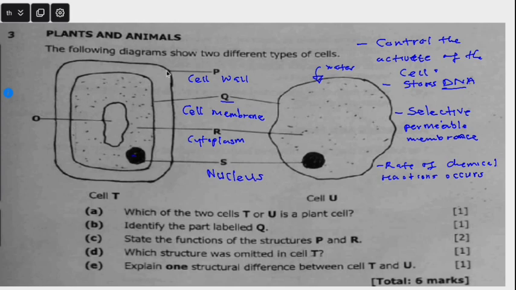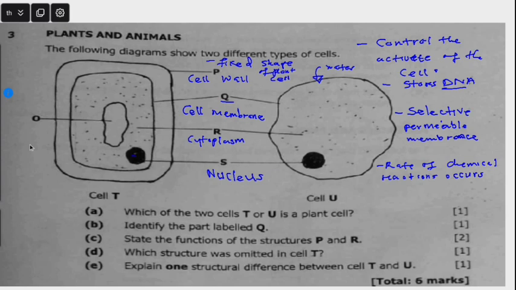So as you can see here, because of the cell wall, the plant cell has a fixed shape. So we can just say it provides the fixed shape of a plant cell. So that is one thing that you need to know.